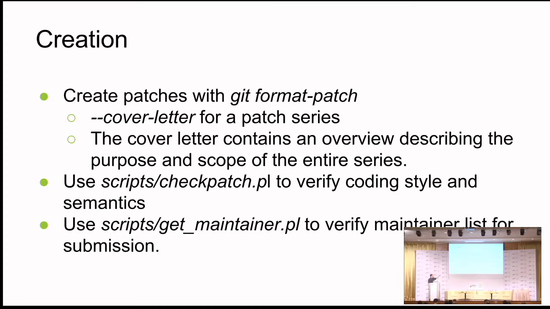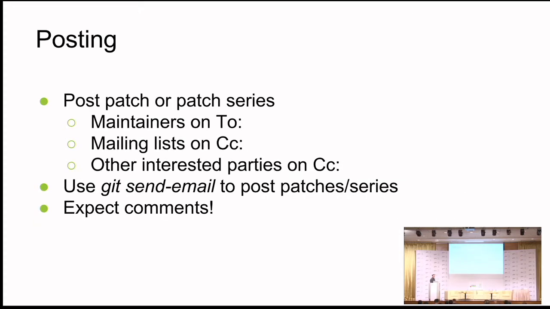Then you also have scripts get_maintainer. When you've created the patch using something like git format-patch, and you're wondering, well, who do I need to send this to? You run scripts get_maintainer on that patch. It processes that MAINTAINERS file we looked at earlier, and it will tell you all the individuals' emails and the mailing list email addresses that you should send to and CC.